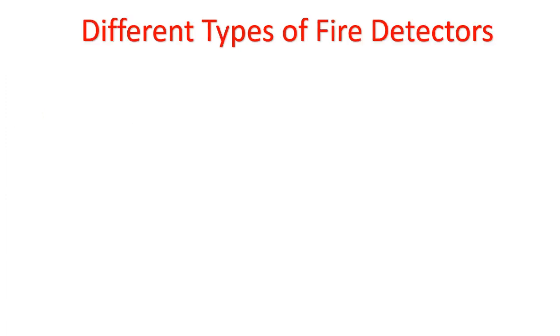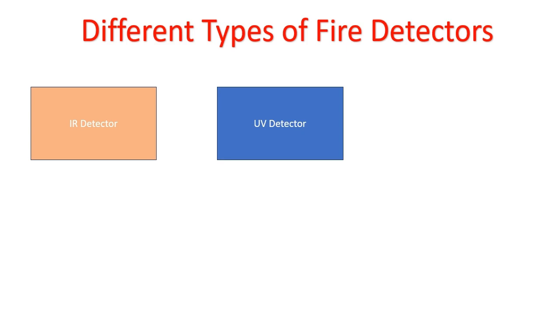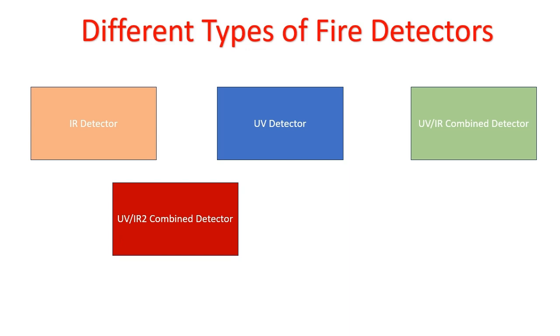There are mainly 5 different types of fire detectors available in the market. They are known as IR detector, UV detector, UV-IR combined detector, UV-IR square combined detector, and multi-IR detector.